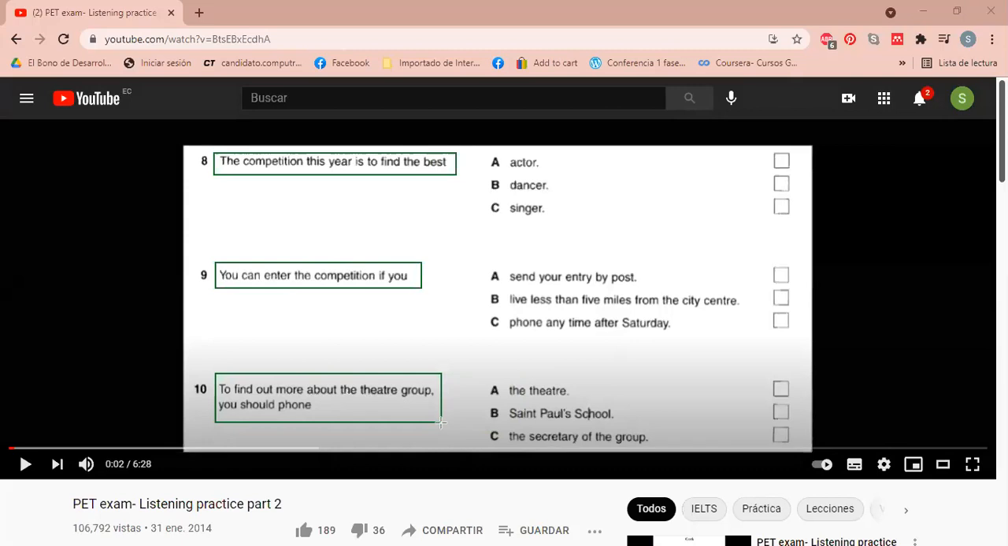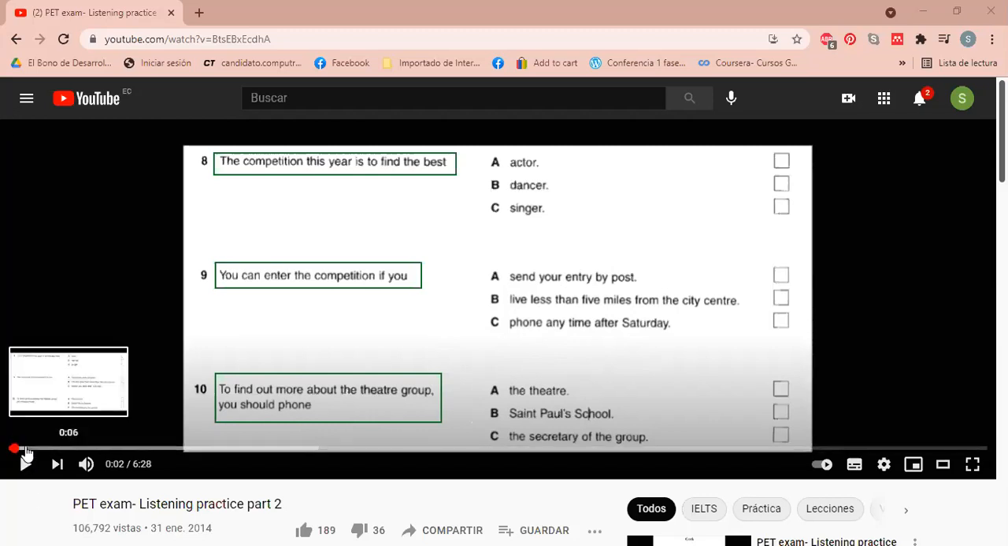¿Sí? La competencia este año es para encontrar al mejor. What? Actor, dancer, singer. You can enter the competition if. Puedo entrar a la competencia si: if I send the entry by post, if I live less than 5 miles from the city center, if I phone anytime after Saturday. And to find out more about the theater group, you should phone. Sí, para saber más del grupo de teatro, debería llamar a. Listen guys and help me to complete, okay? We're going to put a tick in the correct box.